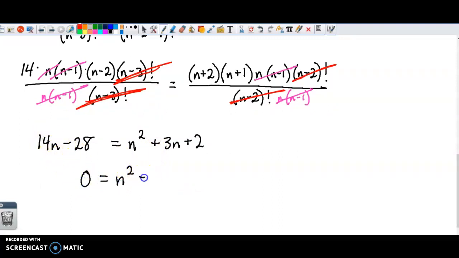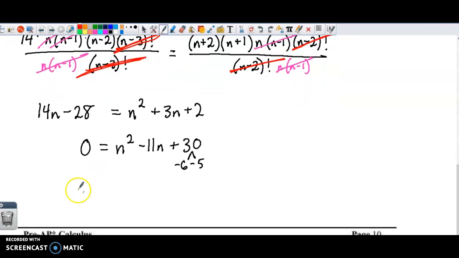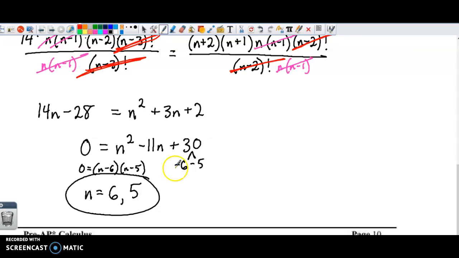Subtract 14n over, add 28 over. We know factors of 30 that will add to give me negative 11. I believe it's negative 6 and negative 5. So that means our answers for n will be 6 and 5. Because remember, and maybe I'll just show the step, it's n minus 6, n minus 5. And the zero product property would tell us that the solutions are positive 5 and positive 6.